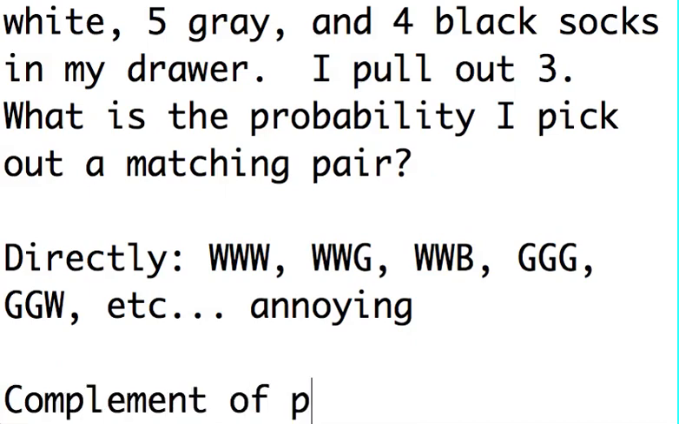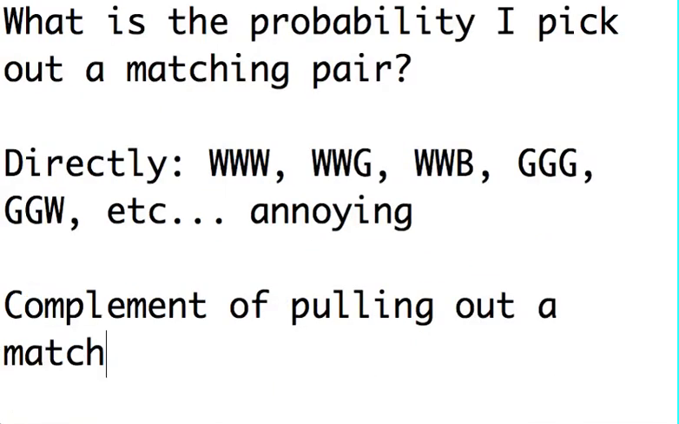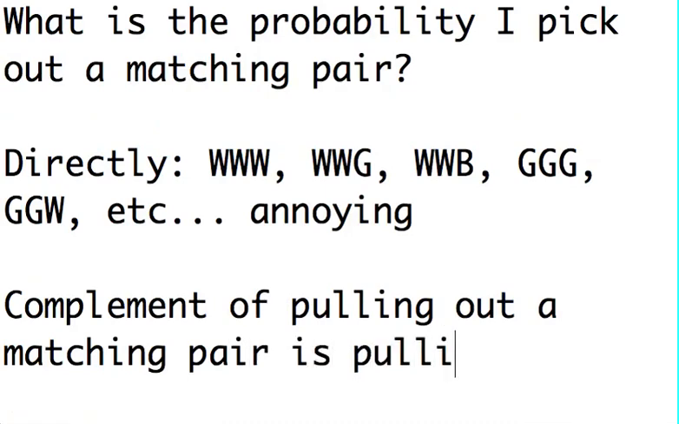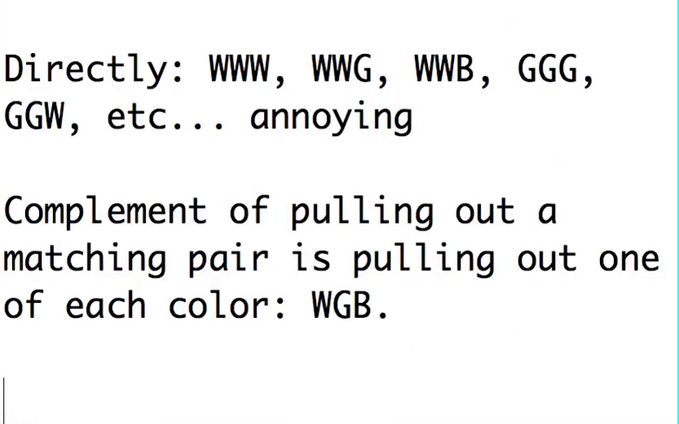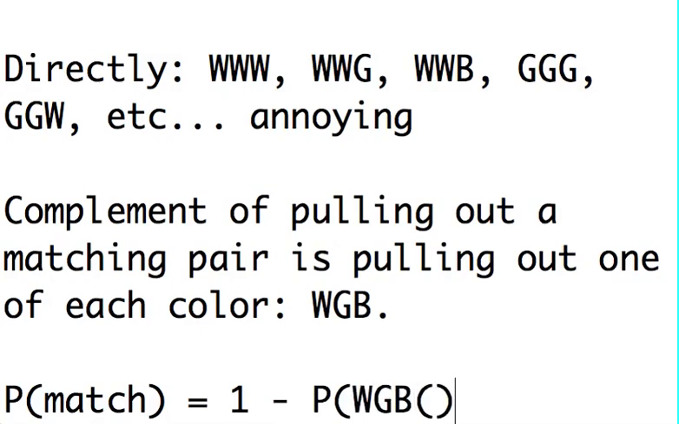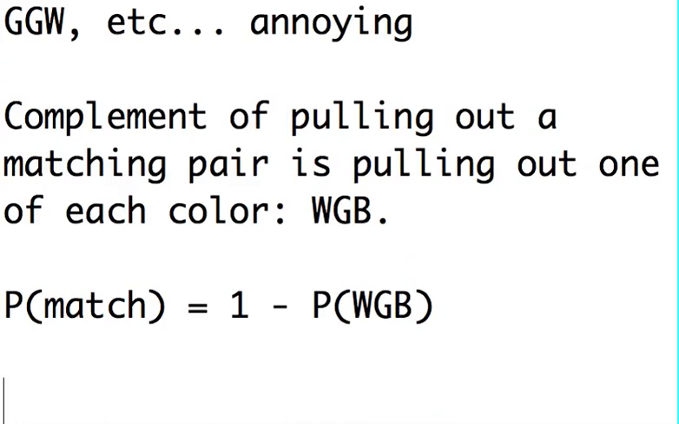The complement of pulling out a matching pair is pulling out one of each color. I have 3 colors, I'm pulling out 3. The only way I'm not going to get a matching pair is if I pull out 3 different colors. So white, gray, and black. That means the probability of a match is equal to 1 minus the probability of pulling out a white and a gray and a black. So I just have to figure that out.